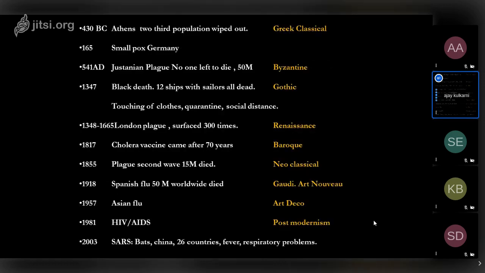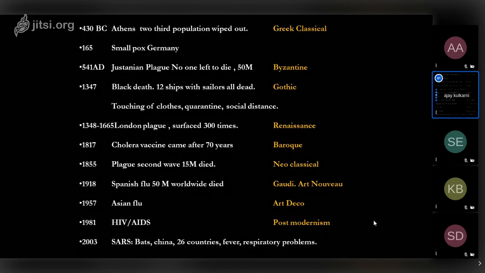The history of pandemics is the history of architecture, like we start from the Nile civilization, Indus Valley civilization, going back 5,000 years. And so is the history of these pandemics. In 430 BC, two-thirds of the population was wiped out by a pandemic. There was smallpox, there was plague, 50 million people dead. There was the Black Death, which was very fearful. 12 ships were parked in Sicily, and to the surprise of the people, all passengers in those 12 ships were found dead, because they were carrying a pandemic which was spreading through clothes. So despite maintaining social distance, this happened.